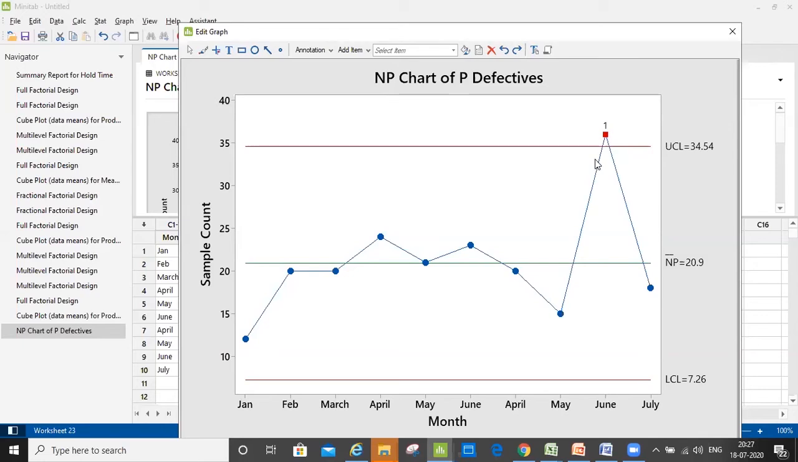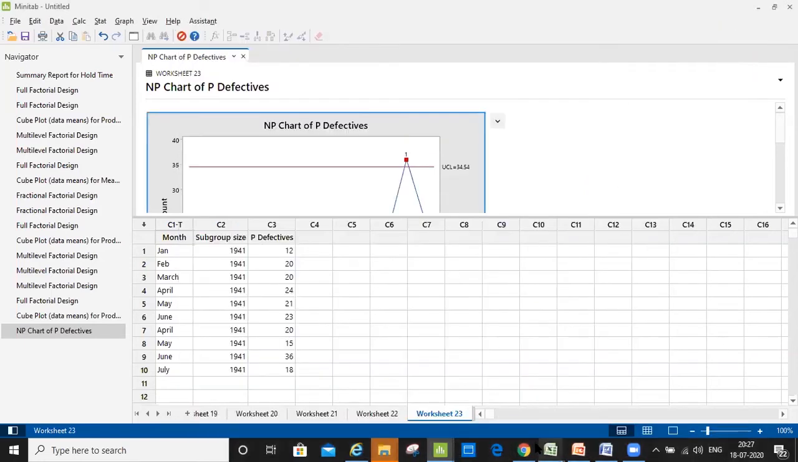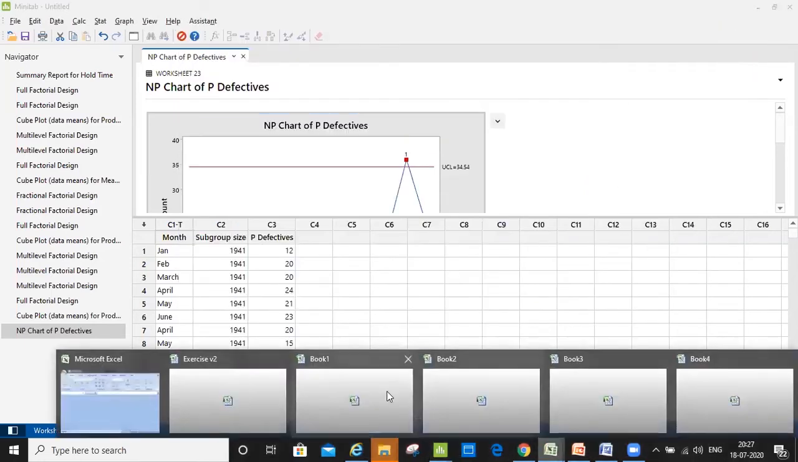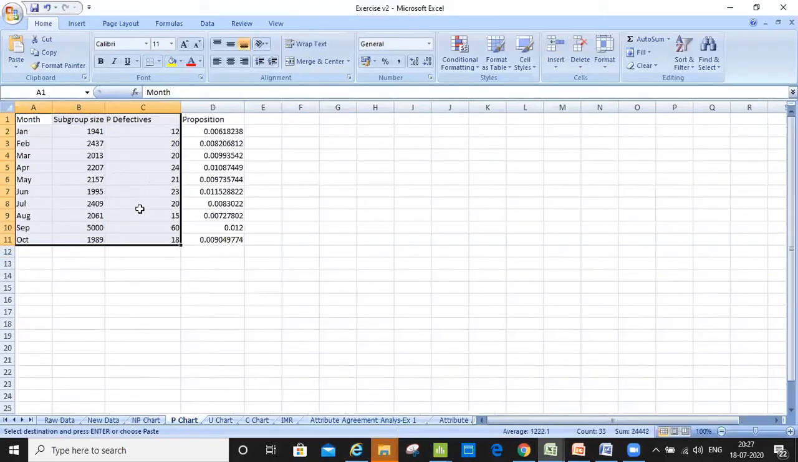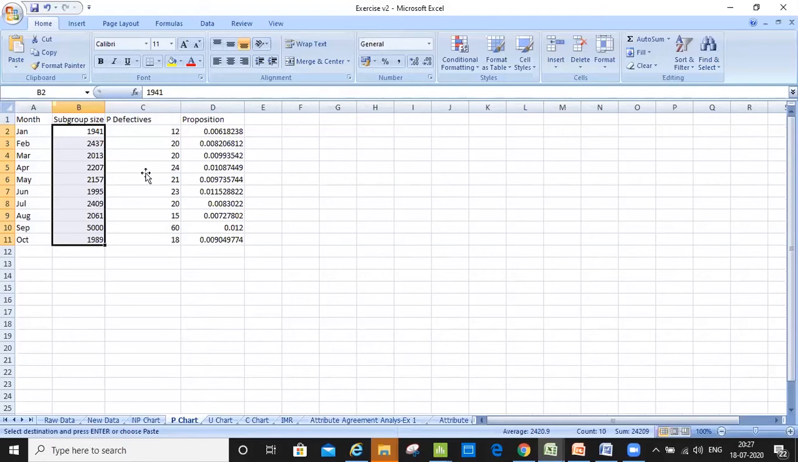Okay, so this was the NP chart. Now let's do the P chart. The P chart is also done for defectives, but the difference is that the total number that you measured changes. These volumes are non-constant. Yes, absolutely. They are changing. So I just click here, copy this data.